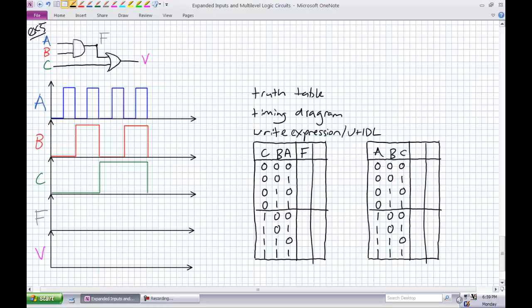I'm using the intermediate value F, final value V, FV. What is F? It's A and B. So what does the truth table for F look like? A little different from the other truth table, right? Because A and B are in the far left column. Where is F one? Right there and right there.